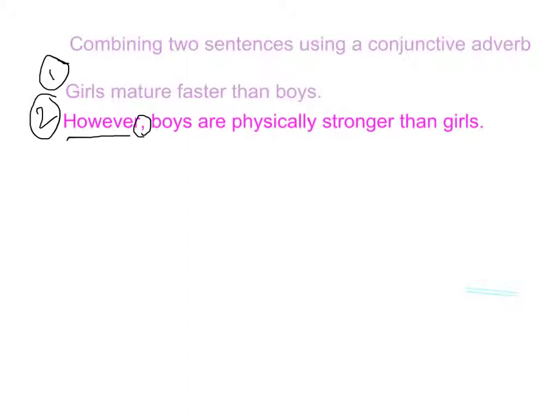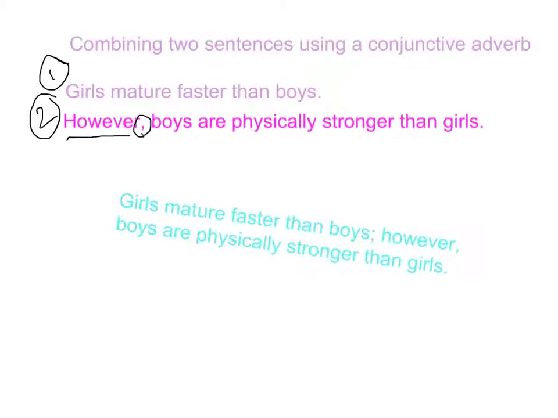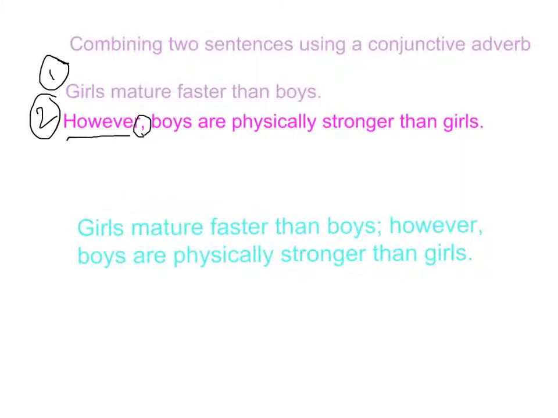We can combine these two sentences to show the close relationship, just like the sentence in blue. So we see, once again, the first sentence, girls mature faster than boys. We then are going to use a semicolon to connect the two sentences to show the relationship. We follow with our conjunctive adverb, however, and then after the conjunctive adverb, you always need to add the comma. Then we continue with our second sentence, boys are physically stronger than girls. So we have girls mature faster than boys, semicolon, however, comma, boys are physically stronger than girls.